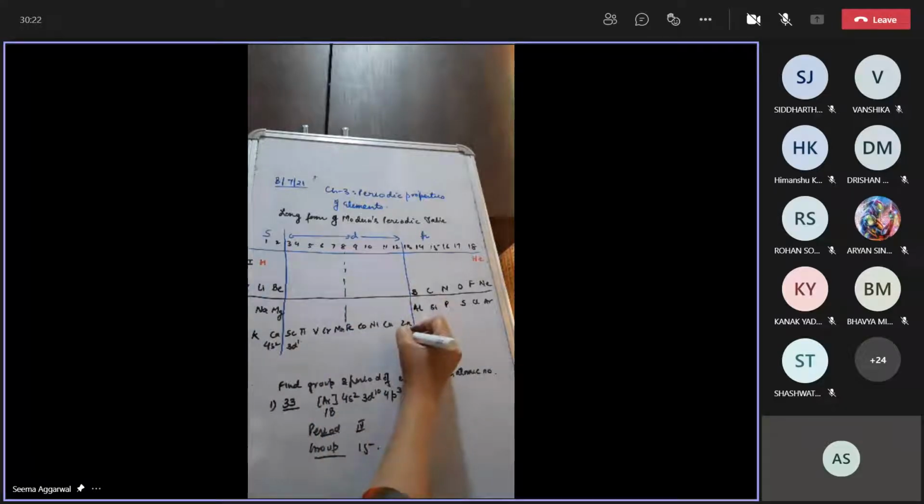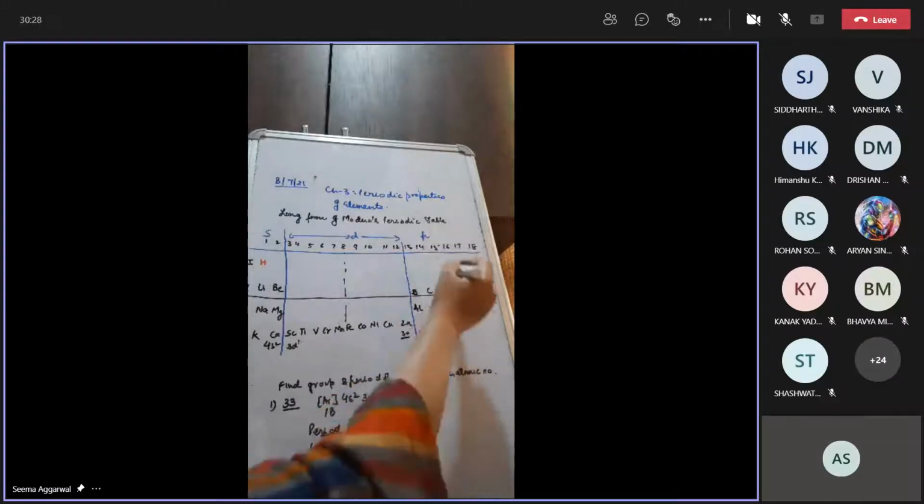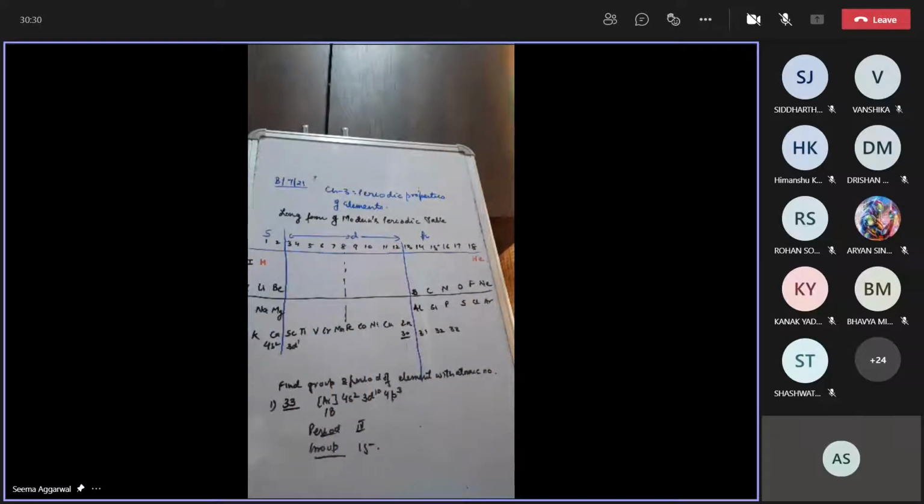Here see, 30 came, zinc is 30. Then it will be 31, 32, 33. So we can see that this element belongs to group 15. Is it okay? So from wherever the highest value of n starts, from there we will see, count the electrons in between, and that gives you the valence count. Is it okay?